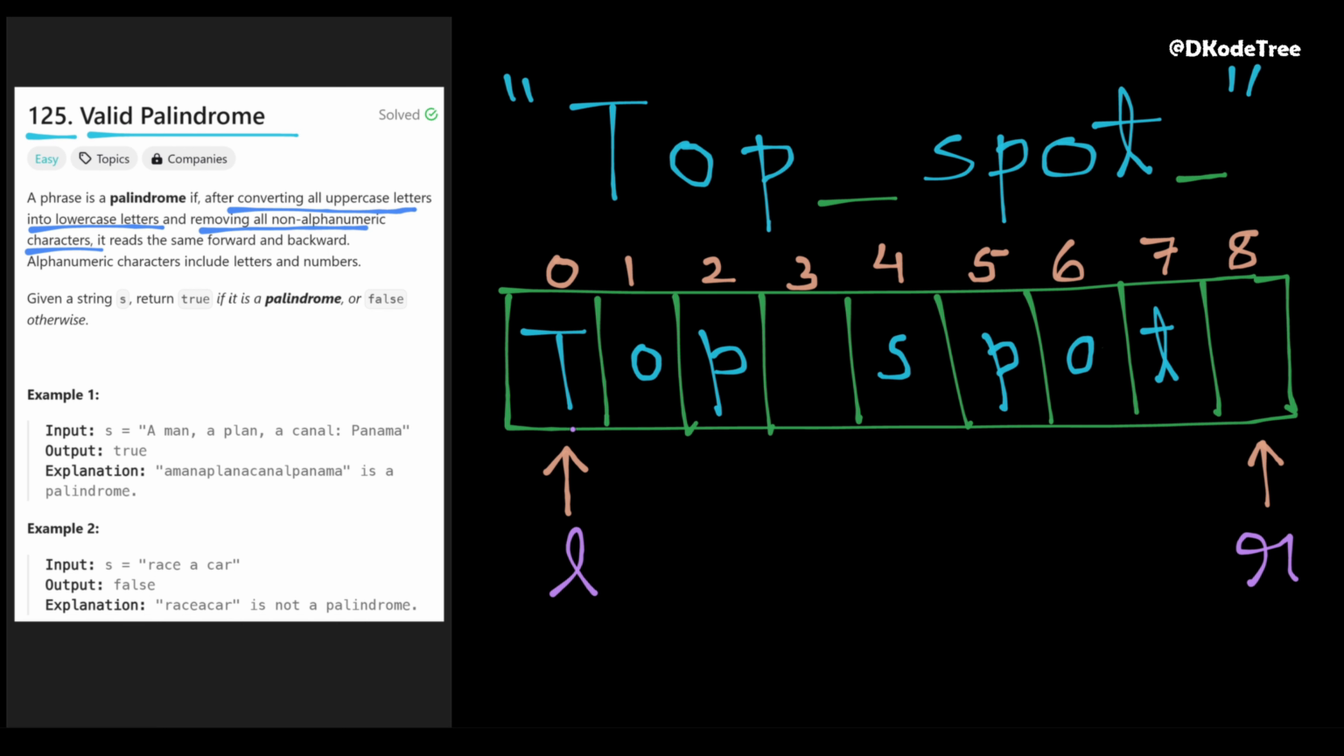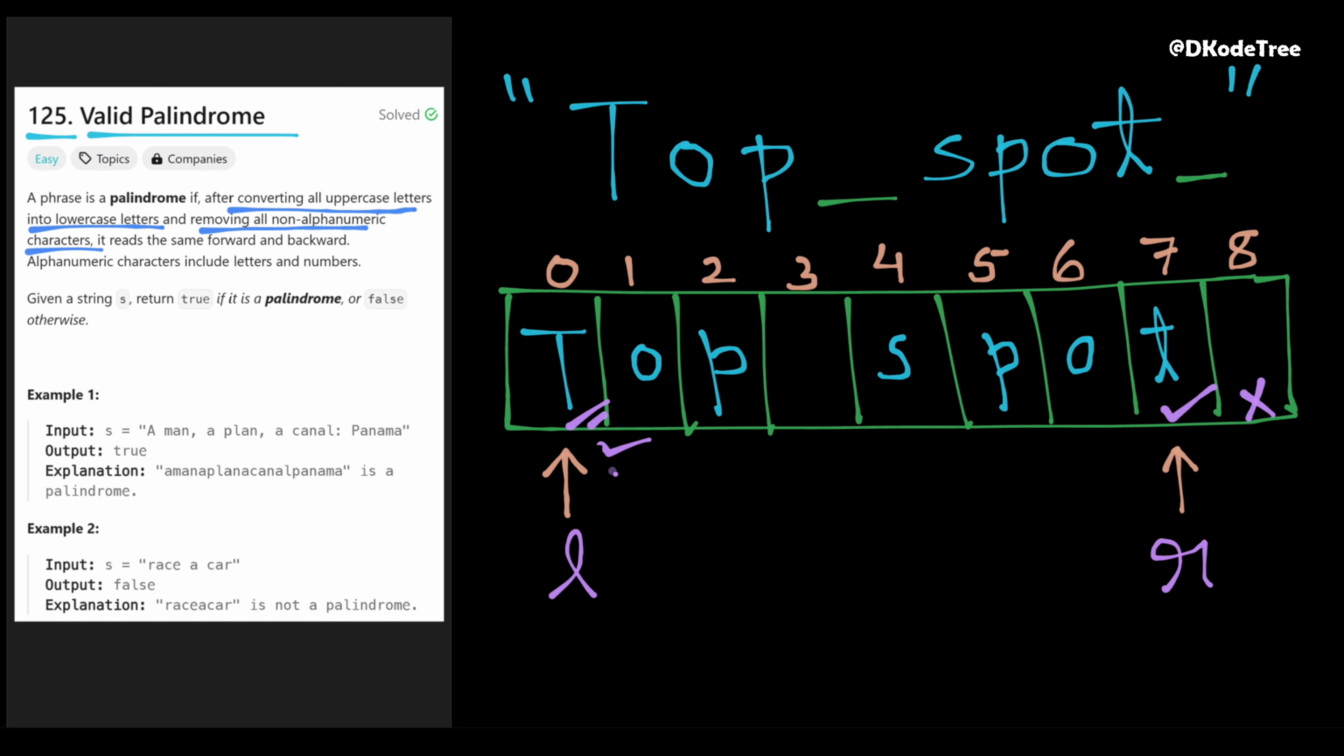Now we will check if the value pointed by left is alphanumeric or not, and it is. Next we will check if the value pointed by right is alphanumeric or not, but it's not. So we will ignore it and move our right pointer by 1. Now right is at 7, and we will again check if the value is alphanumeric or not, and it is an alphanumeric character.